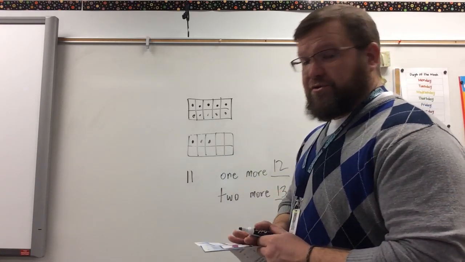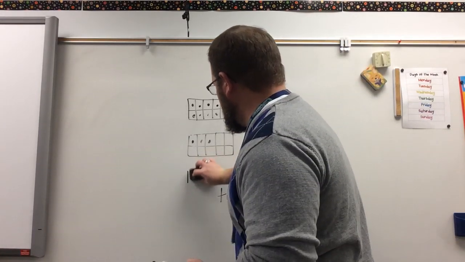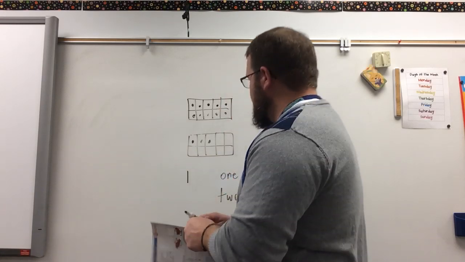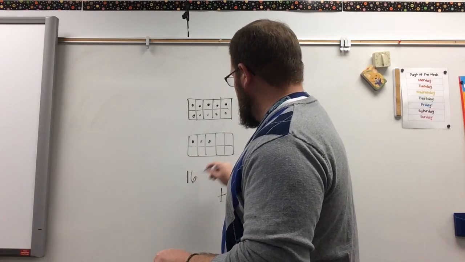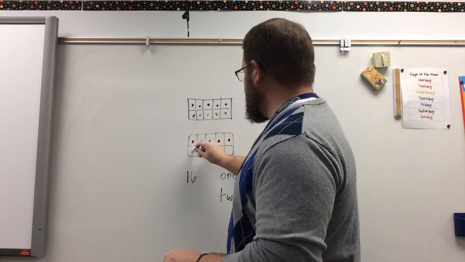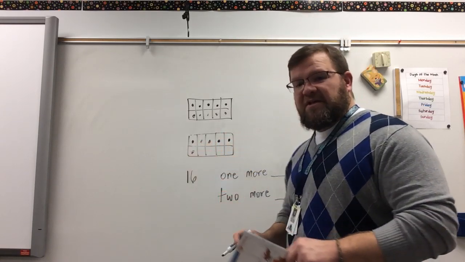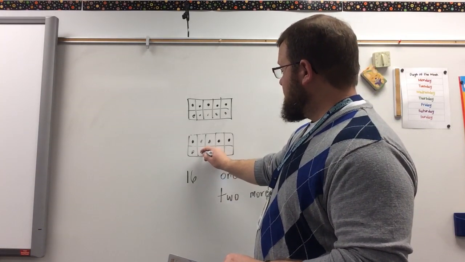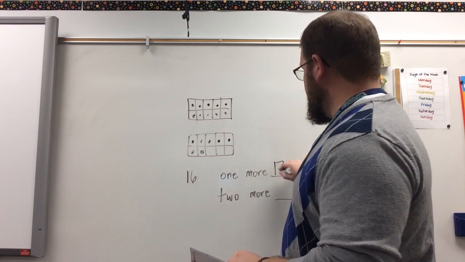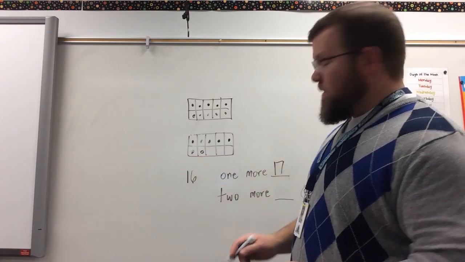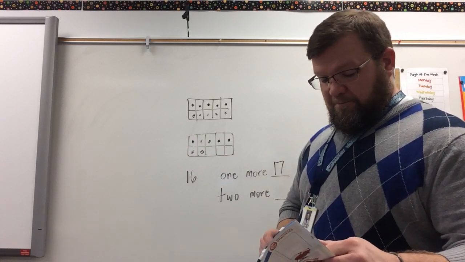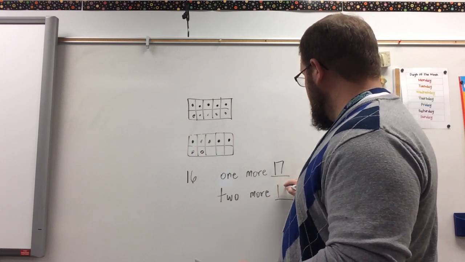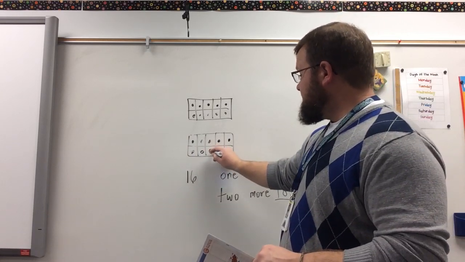And then now let's do number 2. We're going to use a little bit bigger number. We're going to use the number 16. So I'm going to make my 16 right there. And how many is one more than 16? So I would put one more dot, and that would make 17. That's right. And then if I wanted to know how many is two more, it would be 18, because I would have 18 dots altogether.